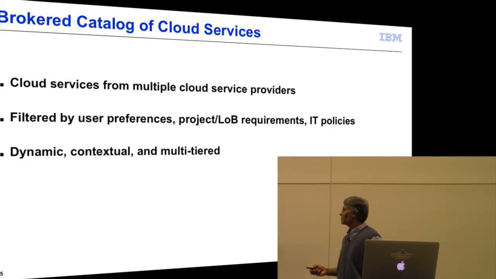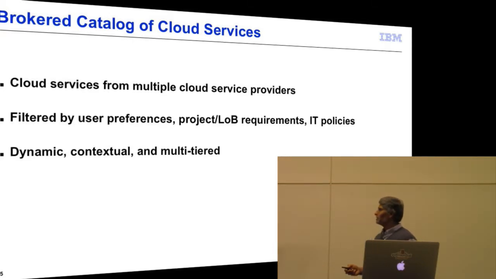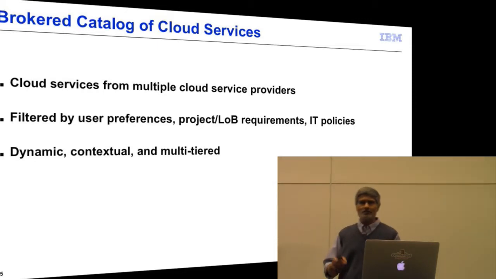So this catalog of services is something that the cloud broker handles transparently, taking into account policies, taking into account preferences, and also it is dynamic based on the services that are being selected. It provides the next set of services that are available from that service provider to make that composition possible. So what is this composition?